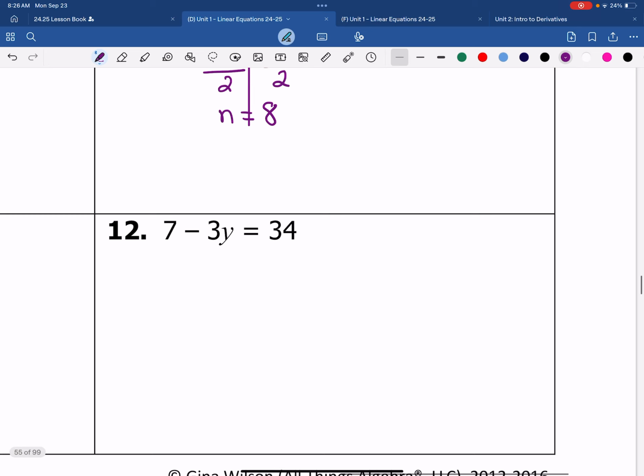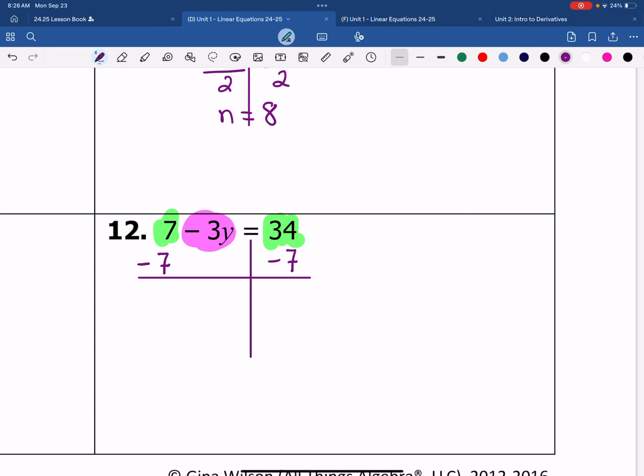And then last but not least, I have 7 subtract 3y equals 34. I'm going to draw that line down the middle. I have a different set. I have my variable term, which is negative 3y, and then my 2 constant terms. I want to keep that negative 3y where it's at, but I need to subtract 7 because it's a positive 7 from either side. We always look on the front of the number, to the left of the number, to see if it's a positive or a negative.